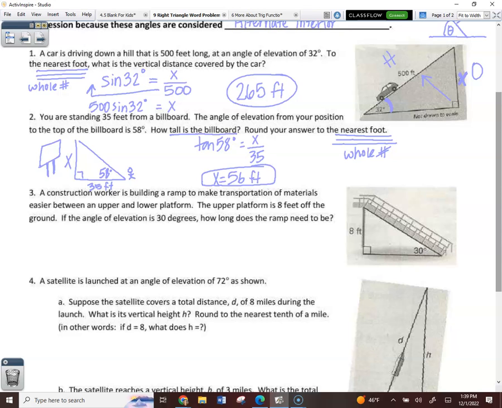A construction worker is building a ramp to make transportation of materials easier. The picture is already drawn. Please solve it.